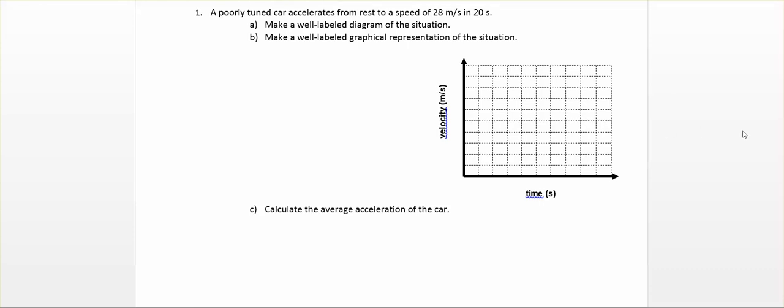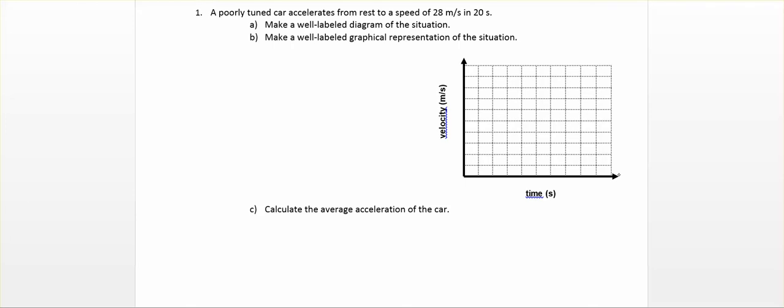This is an example of a kinematics problem. A poorly tuned car accelerates from rest to a speed of 28 meters per second in 20 seconds. So if I'm looking to solve this problem, the first part asks me to just graph this situation.